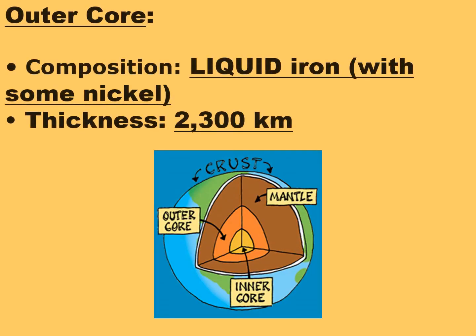Now we're approaching the center of our Earth. The outer core is first, and it's liquid iron with some nickel. It's always moving because it's liquid, and it's actually what creates our magnetic field around the Earth. It's about 2,300 kilometers.